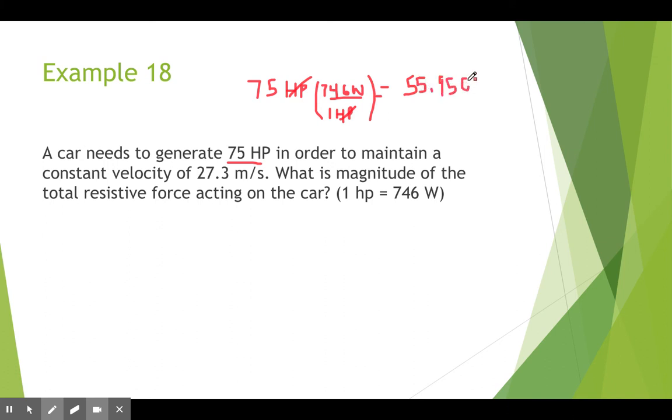And we get a whopping 55,950 watts of energy. Okay, so the car needs to generate 55,950 watts of energy to maintain this constant velocity. All right, so I'm going to take a side remark for a second. So obviously, if the car is moving at a constant velocity, that means that the forces are balanced in the x direction.